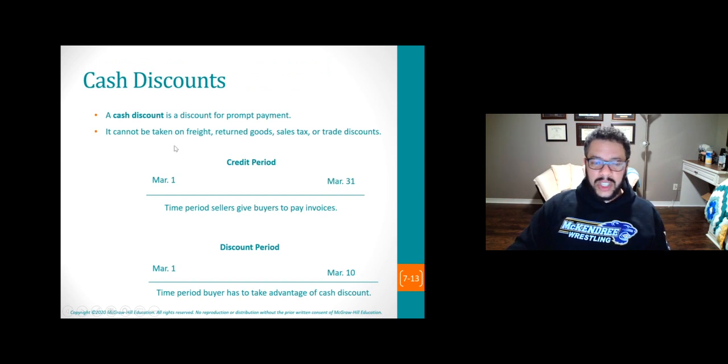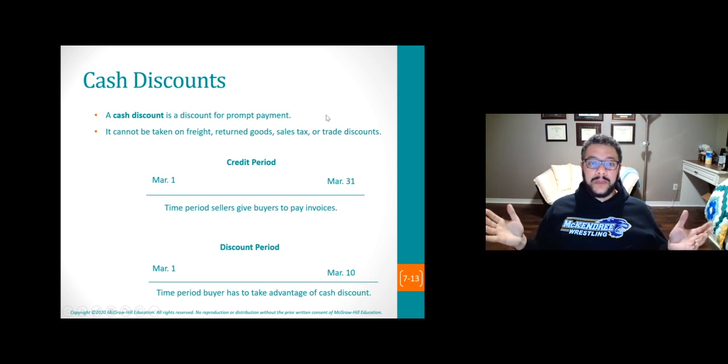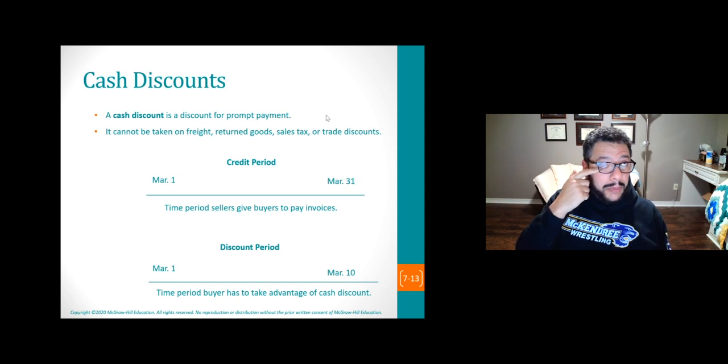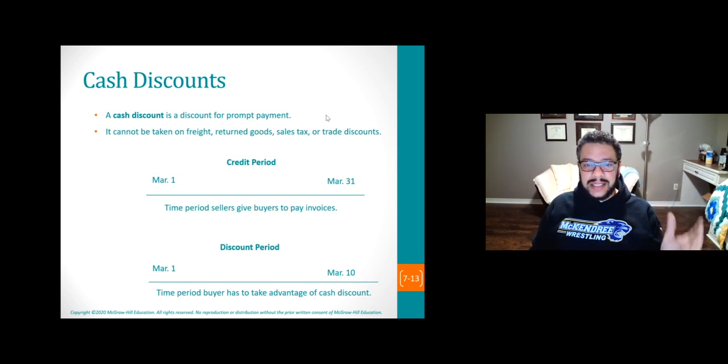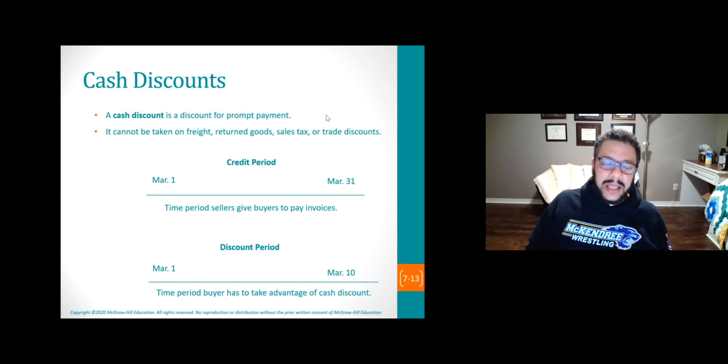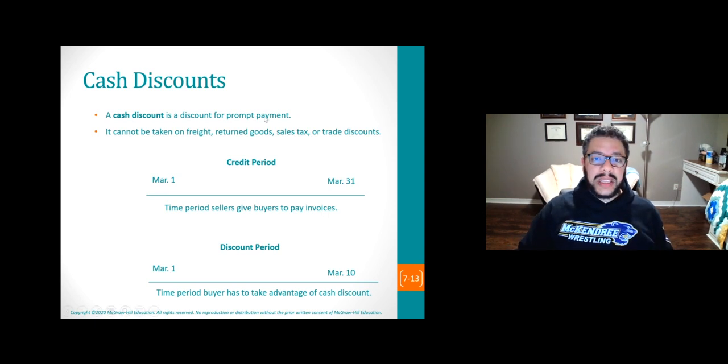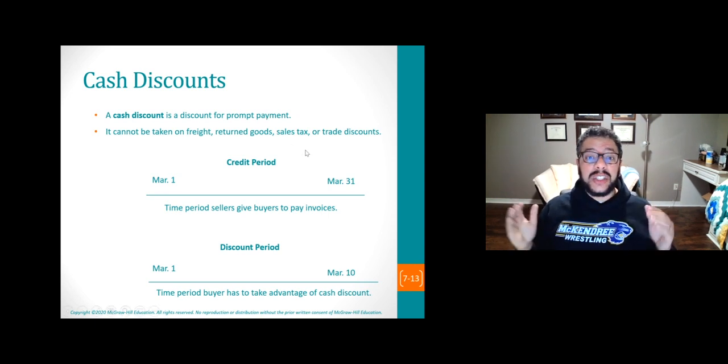Okay, so let's talk about cash discounts for prompt payment. Whenever we are buying something, particularly when we have net 30 or net 60, this isn't traditional credit. Basically, we buy something from a vendor and they say that we have 30 or 60 days to pay it. Okay, but they want us to pay it as soon as possible.